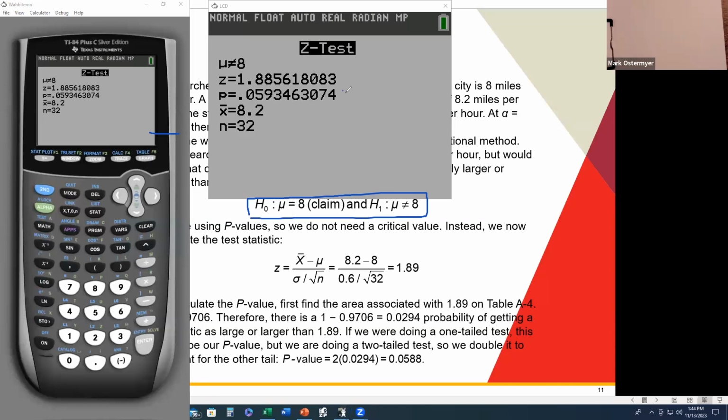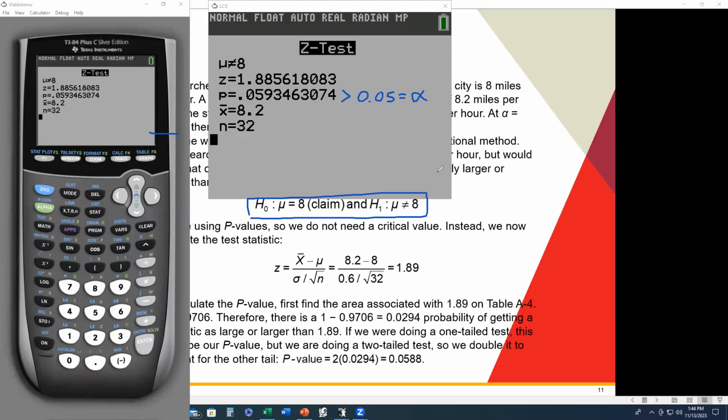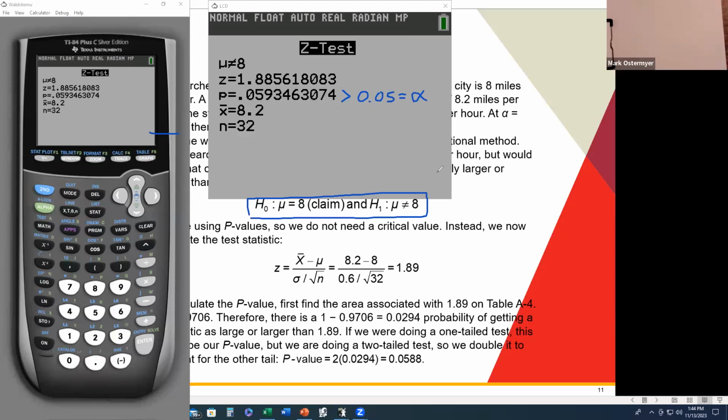Notice my p-value is a little bit greater than my level of significance of 5%. Do you agree? Not by much, but it is. And therefore, can I reject the null hypothesis at 5% here? No. The answer is no, because my p-value is a little larger than my level of significance of 5%.